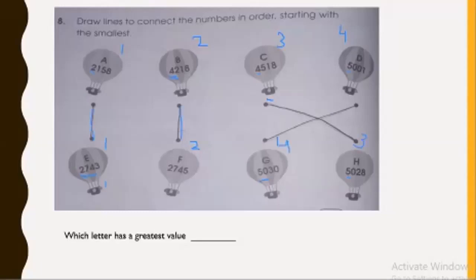Easy? Yes, that's a very interesting paragraph. You are going to arrange it and then match it. At the end, they're asking which letter has the greatest value. I'm sure that you already know which is the greatest value. I'm not going to solve it for you. You are going to figure it out by yourself. And if you have any confusion or problem, then we can discuss it.